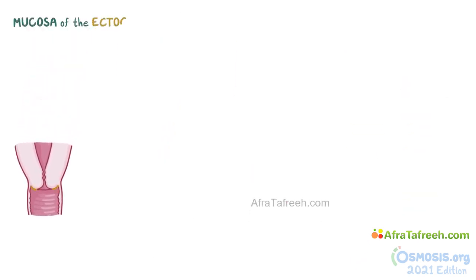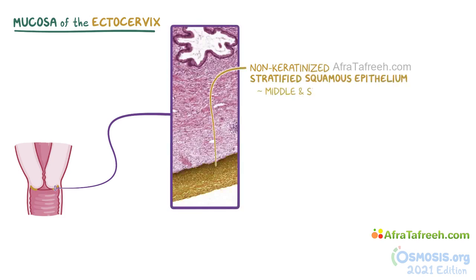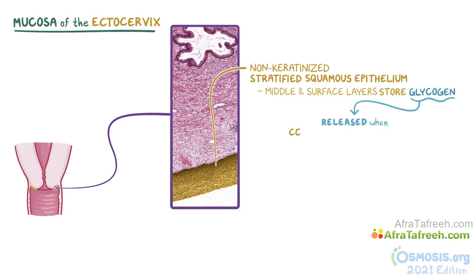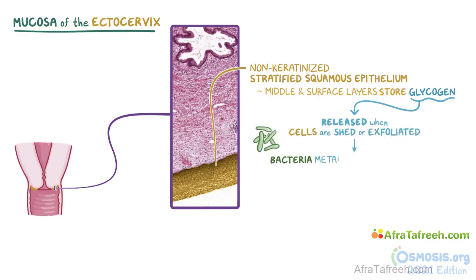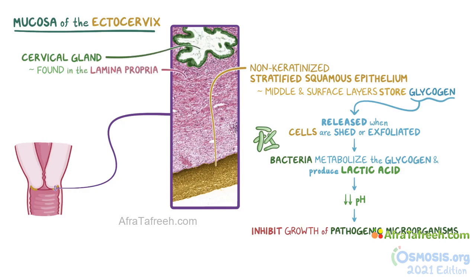The mucosa of the ectocervix is lined with the same non-keratinized stratified squamous epithelium that was seen in the transformation zone. The middle and surface layers of the vaginal epithelium store glycogen, which is released when the epithelial cells are shed or exfoliated. The normal bacteria found within the vagina will metabolize the glycogen and produce lactic acid, lowering the pH significantly, which helps inhibit the growth of many pathogenic microorganisms such as Gardnerella vaginalis and Trichomonas vaginalis. Cervical glands can be found in the lamina propria of the mucosa, but there are very few of these glands when compared to the endocervix.